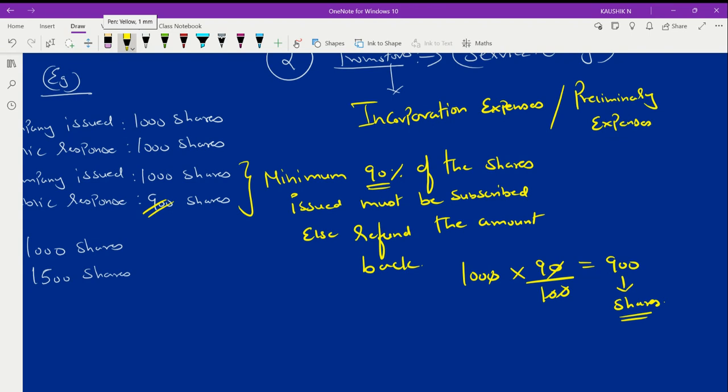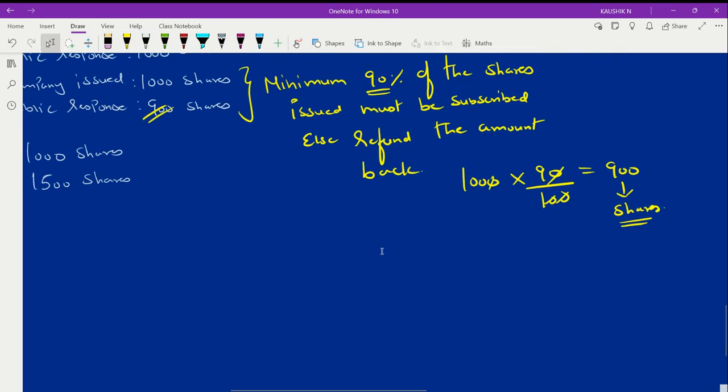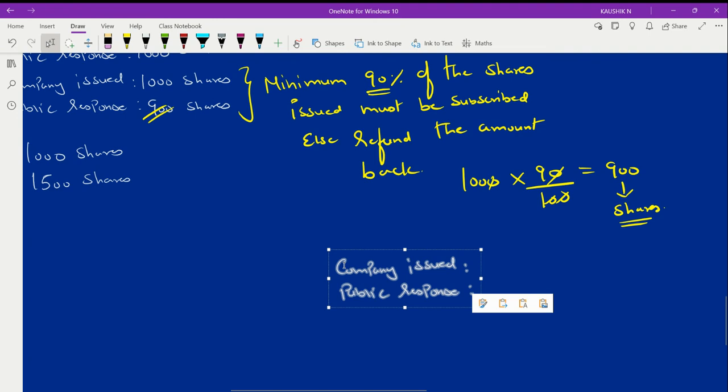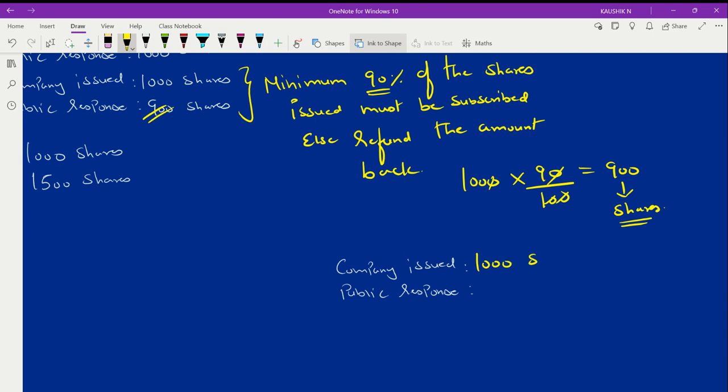Suppose the same scenario is something different. Let me make it here. The company has issued 1000 shares, whereas the public has responded only for 850 shares, or even let us take it the other way, not 850, 899 shares. Take it in such a way. The public has responded only for 899 shares.